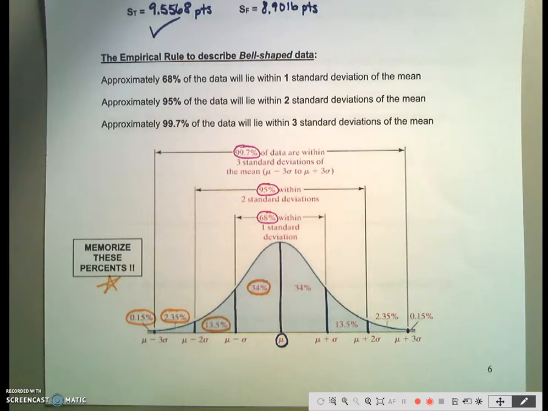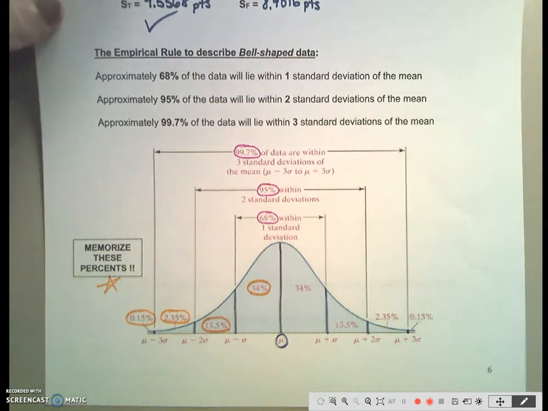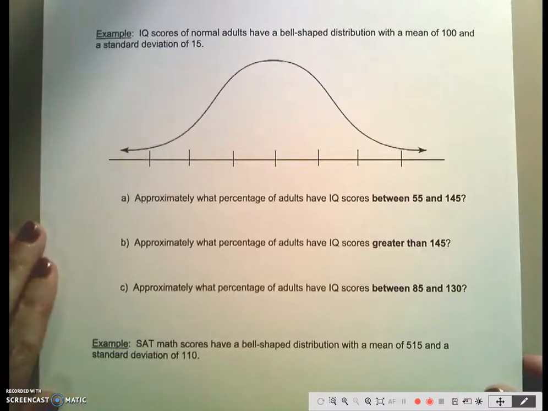This picture is what we're going to use to answer some word problems. Word problems usually will say something about the empirical rule, so you'll know when it's time to use this. I like these questions. These aren't too bad.